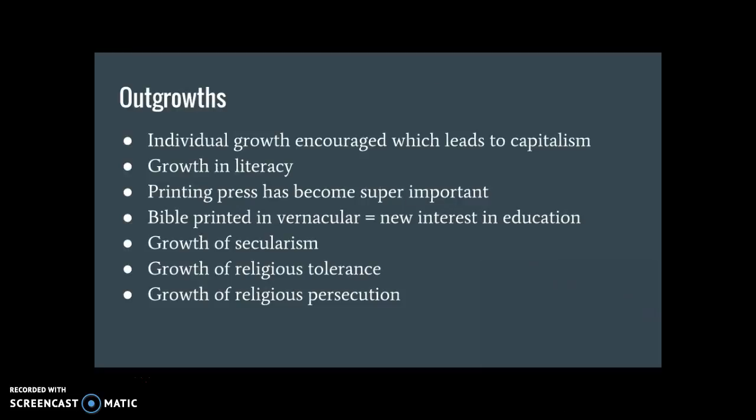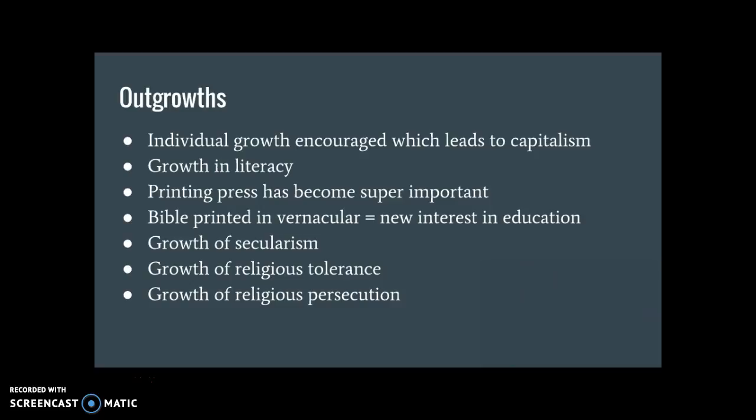So other changes, or outgrowths, that we see from this, here's where the Reformation leads us. We see an encouragement of individual growth, which led to the growth of capitalism. There's a growth in literacy as the Bible is translated into vernacular and not just Latin anymore. The printing press is super important already now, because books and writings can be reprinted and distributed so much faster than before. As I mentioned before, the Bible is now being printed in vernacular.